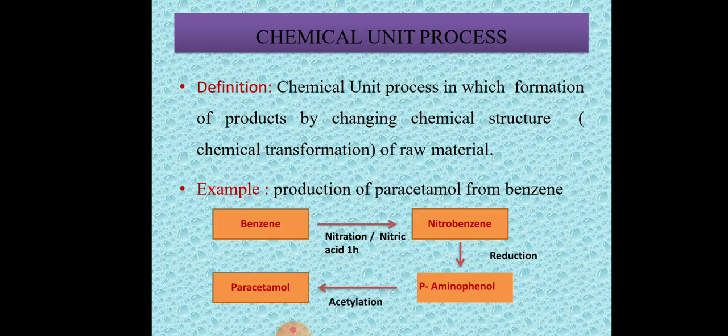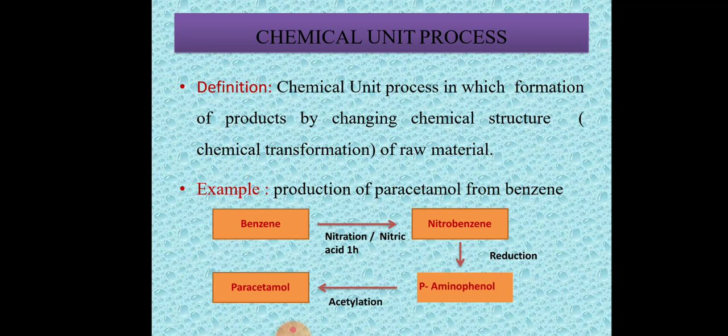Okay, now let's go to the next topic: chemical unit process. What is the definition of a chemical unit process? It is a process in which a product is formed by changing the chemical structure, or chemical transformation, of the raw material. When we make chemical changes in the raw material by using various chemical reactions, its structural arrangement gets changed, hence it is called a chemical unit process.